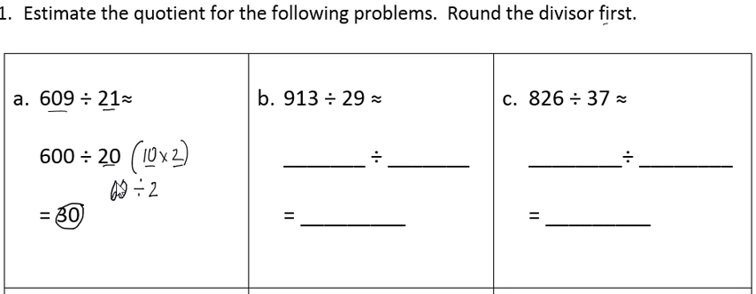Let's look at another example. Again, I'm going to round my divisor first, so 29 rounds to 30, and I can think of 30 as 10 times 3. I want to round my 913 into a number that I know that 3 and 10 also go into. If I change 913 to 900, I can divide 900 by 10 and get 90, and then divide 90 by 3 for an answer of 30.